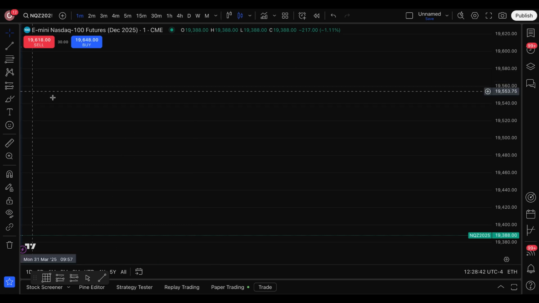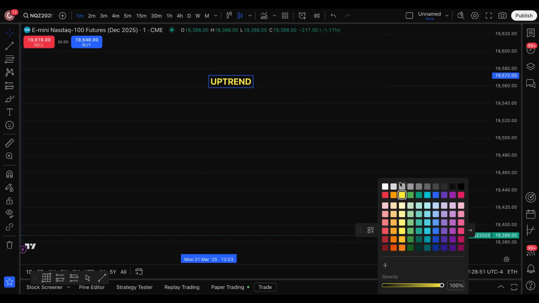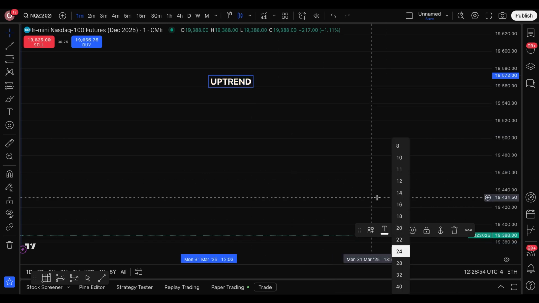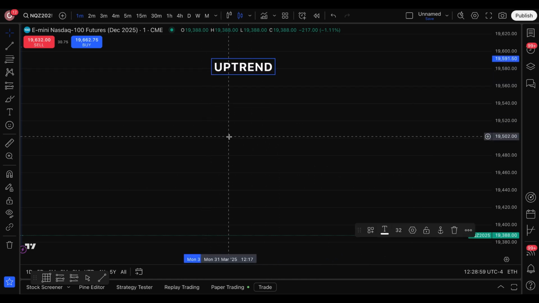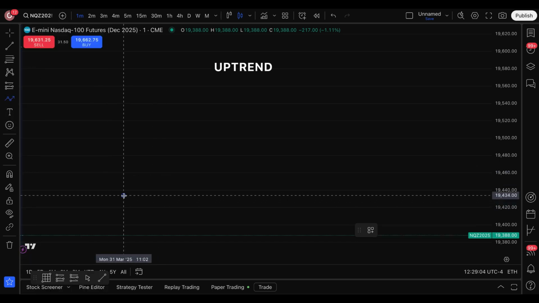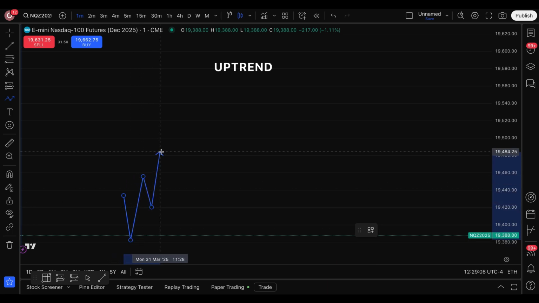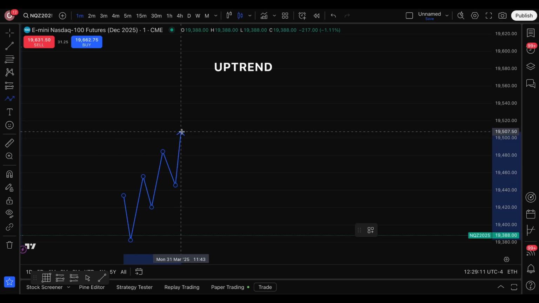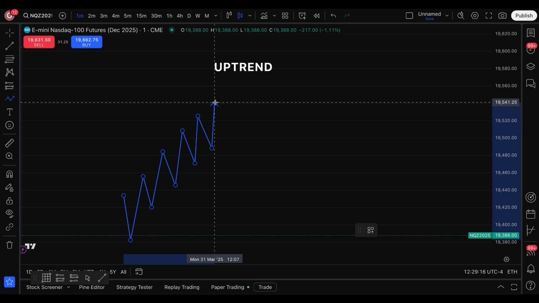For example, if I want to identify an uptrend, let's start off with the uptrend. What I'm gonna do is let me change it real quick. So to identify how the market moves in an uptrend, right? Uptrend means when the market is going up, right? So if the market is creating a higher high, lower low, higher high, lower low, higher high, lower low, higher high, and lower low, and higher high, right?